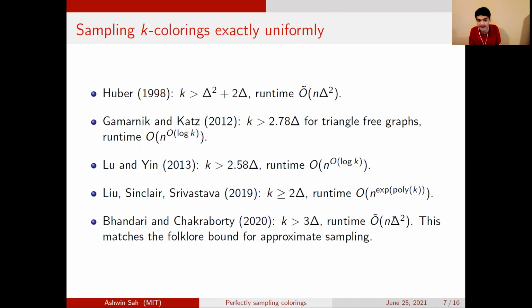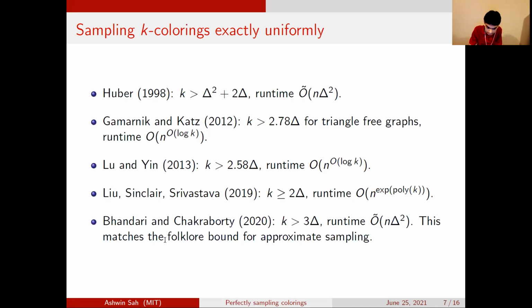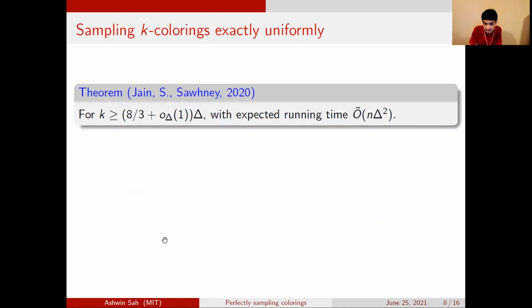So let's talk about how to do the Huber result and then how to improve that to get to Bhandari–Chakrabarty as well as our results at the very end quickly. So first of all, what are our results? When k is at least 8/3 delta, we can now show quasi-linear as opposed to 3 delta.